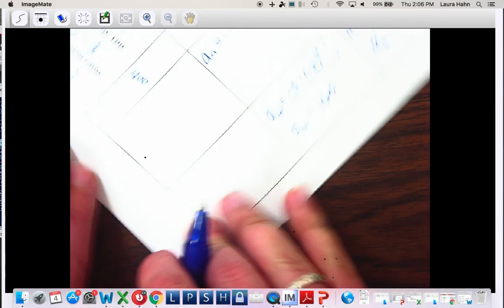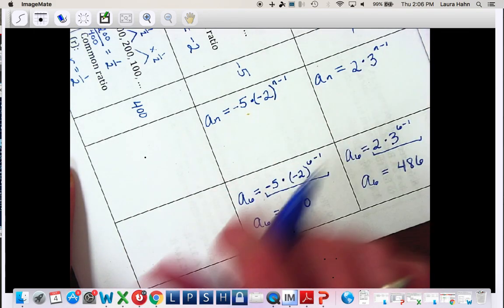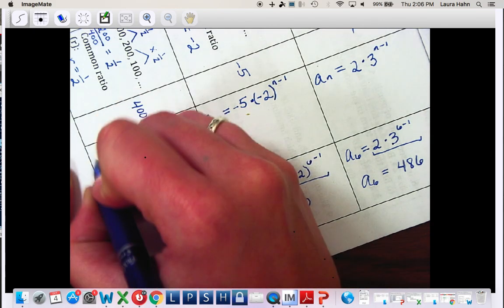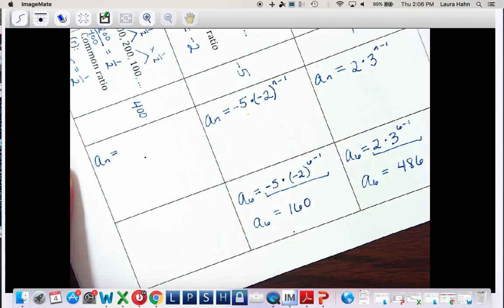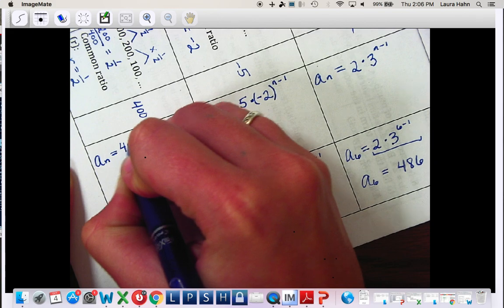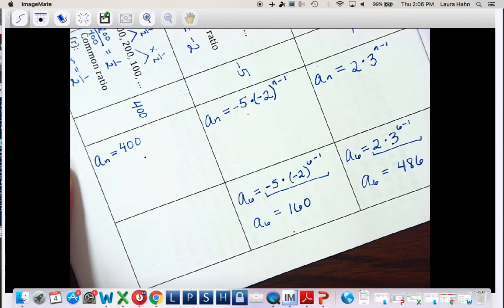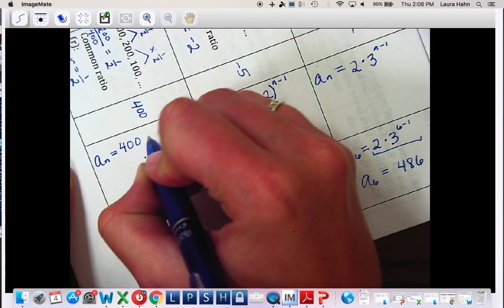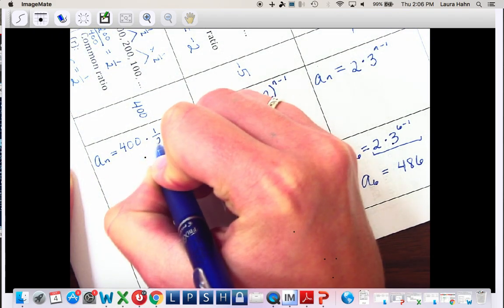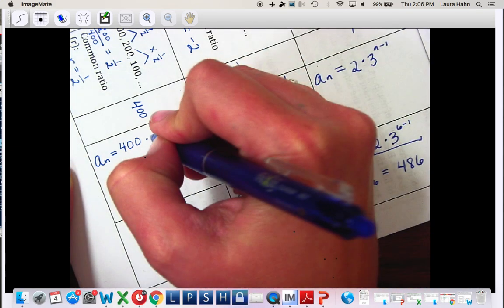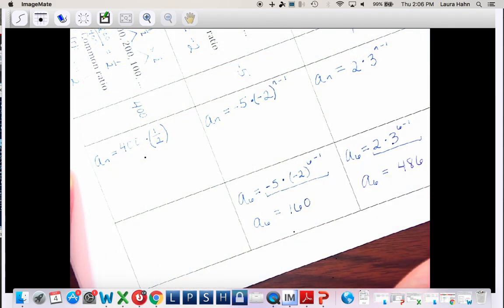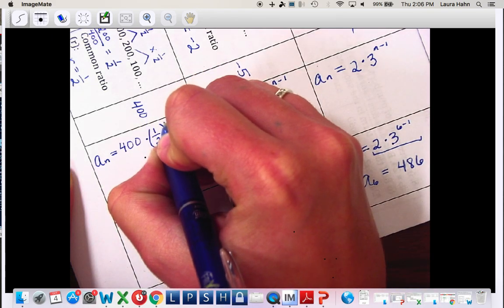All right, so let's write our formula. Remember, your formula is at the top of your page, so look up there. It starts with A sub n equals, then it says A sub 1. Well, we know our first term is 400. Then it says times R. Well, we know we're multiplying by 1/2 every time, so I'm going to put times 1/2. And I'm going to go ahead and put this in parentheses too, because it's a fraction that we want to raise to an exponent. And in the exponent, we want n minus 1.